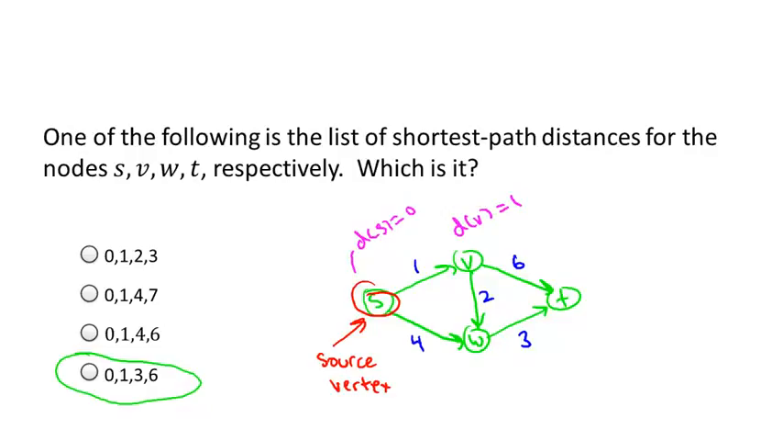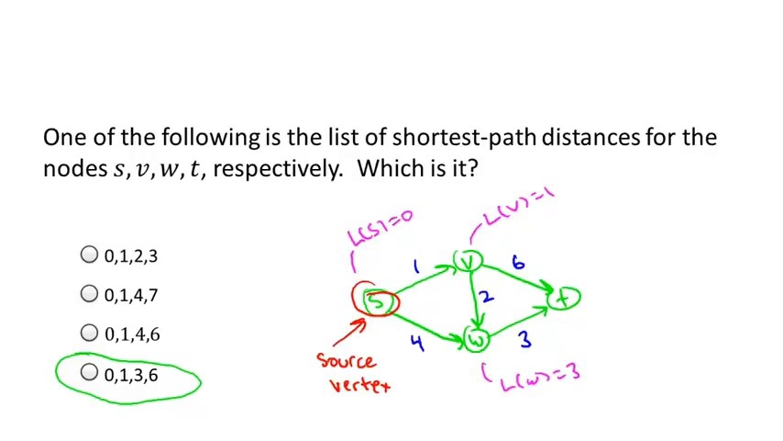Now W is more interesting. There's a direct one-hop path, SW, that has length 4, but that is not the shortest path from S to W. In fact, the two-hop path that goes through V as an intermediary has total path length 3, which is less than the length of the direct arc from S to W. So therefore, the shortest path distance from S to W is going to be 3.